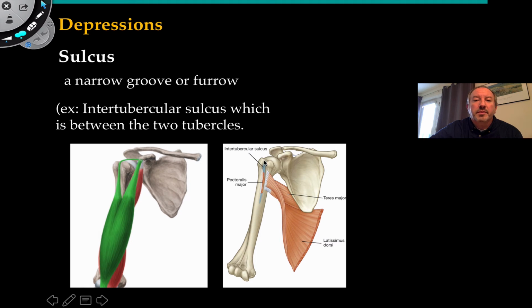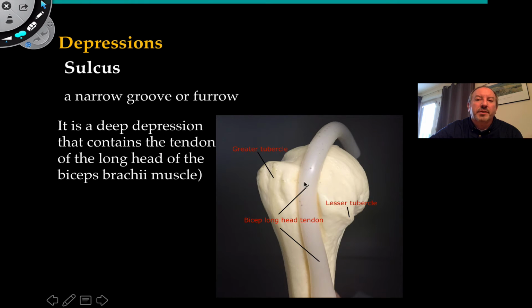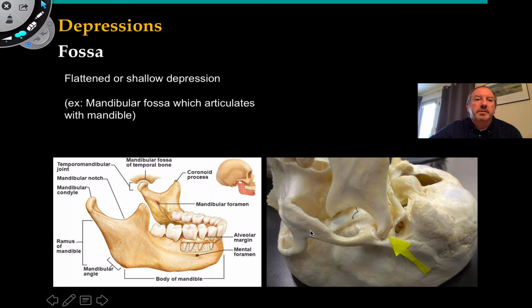And this groove right in here, this sulcus, is important because that's where the tendon which connects to the biceps brachii muscle is going to be overlapping, in the head of the humerus, and again in the proximal area. It's a depression in the bone. So right in here is the sulcus, and that's where a tendon is going to sit. So it's kind of nice.